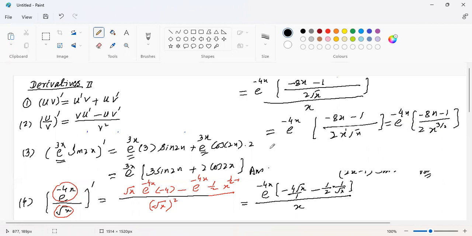I'm repeating all the steps once again. In this question, you will use the u by v formula. First of all, write the v square according to the formula, and write the v with it as it is, and find the derivative of the numerator. This is it, and then negative, and keep the u as it is. This is u, and find the derivative of v, which is this. Then take this common and simplify.